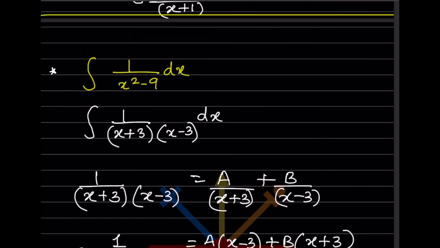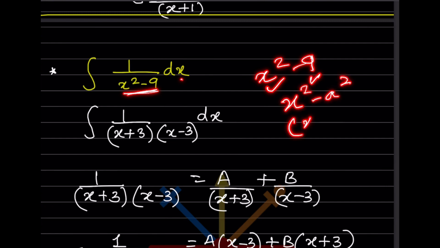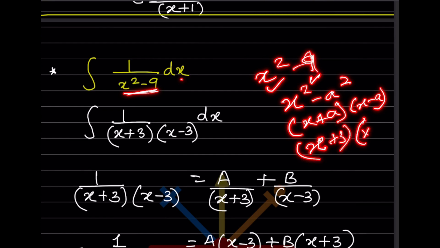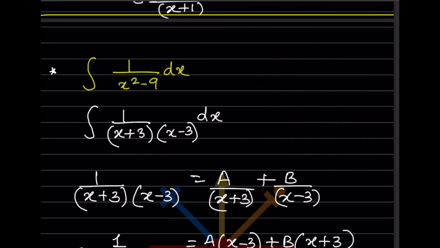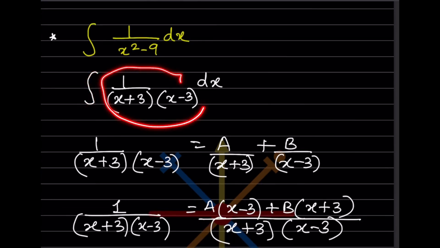So now let us see here, this is 1 by x square minus 9 dx. So you know x square minus a square, that will be (x plus a) and (x minus a), both are the same. Here 9 is a perfect square, so a is going to be 3, and this is going to be x minus 3. So this is what I have written over here, and dx. Now we will remove the integration sign, and write this over here. That will be a divided by x plus 3 plus b divided by x minus 3.